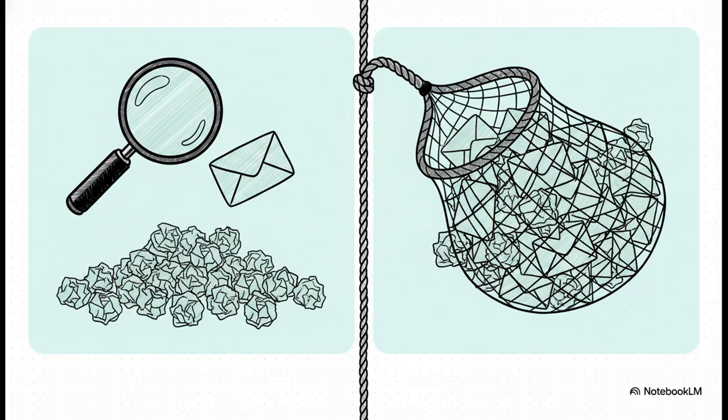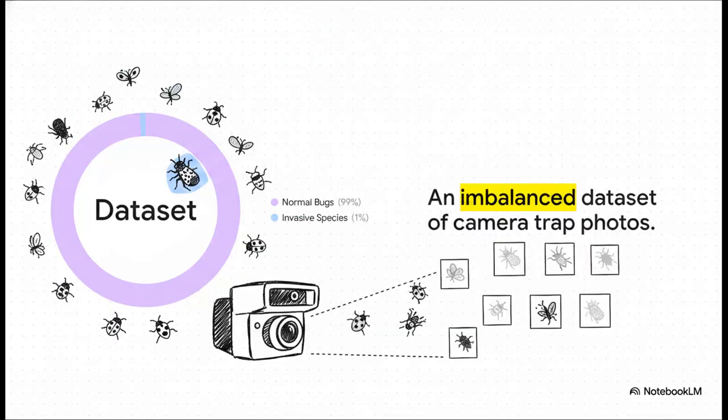It's a total balancing act. Let's actually apply this to a real-world scenario. Imagine you have a camera trap system set up out in the wild to detect a highly dangerous invasive insect. Now, 99% of the time, the photos it takes are just totally normal local bugs. Only 1% of the time is it actually the dangerous species. In data science, this is what we call an imbalanced data set.